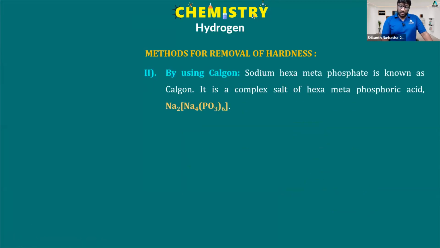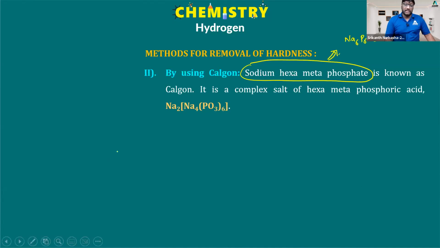Next, we can also use Calgon. What is Calgon? Calgon is actually Na2[Na4(PO3)6]. We can say sodium hexametaphosphate is also nothing but Calgon. The simple formula of sodium hexametaphosphate is Na6P6O18. That Na6P6O18 will actually exist as Na2[Na4(PO3)6].